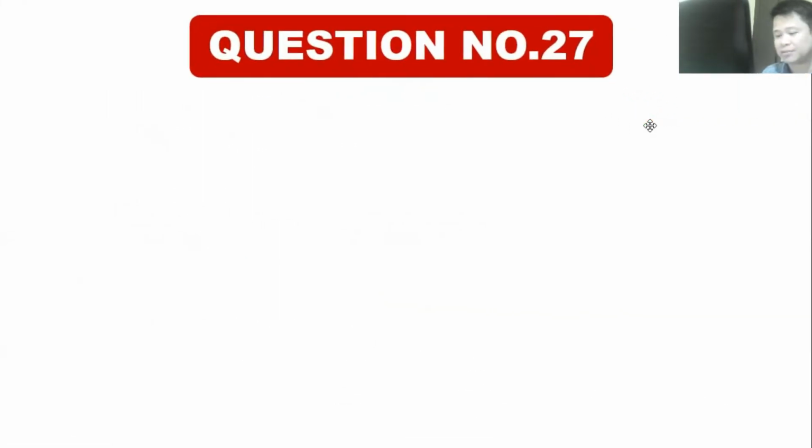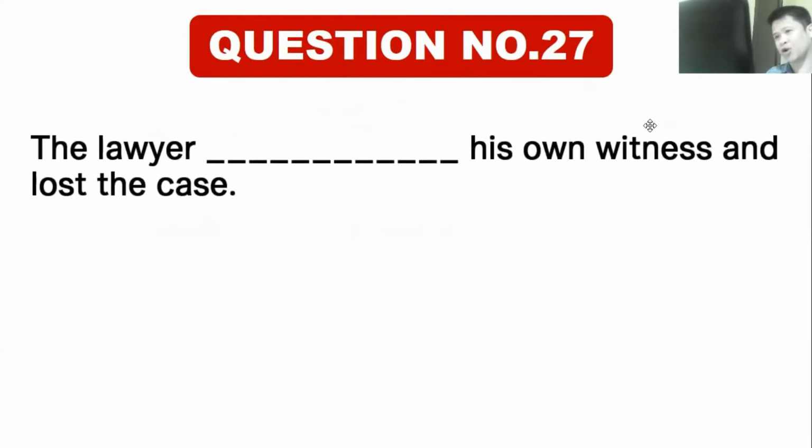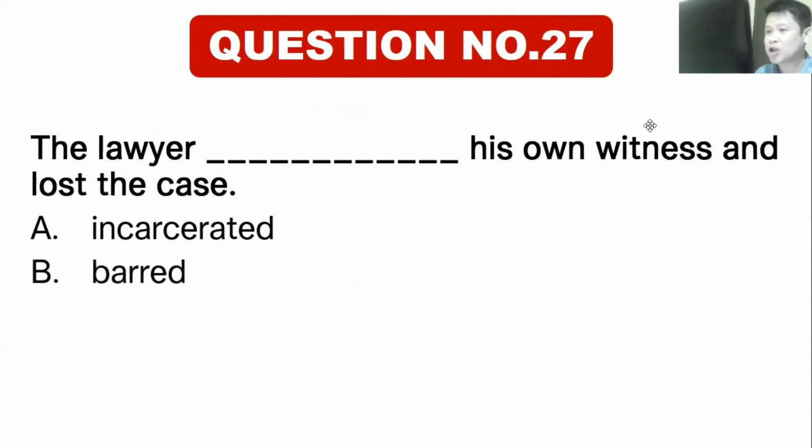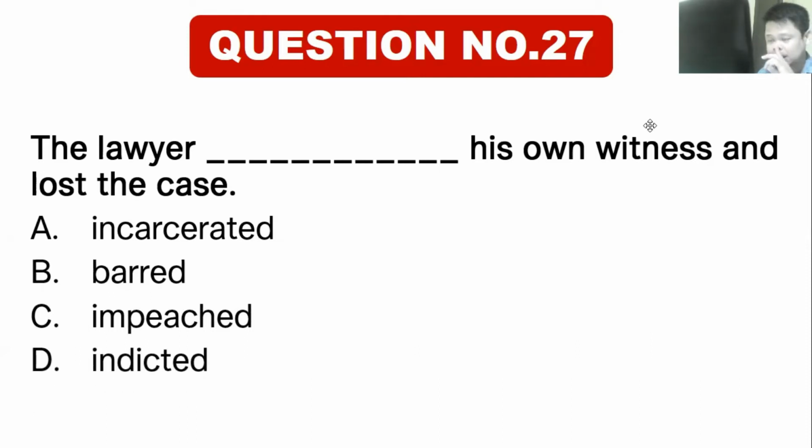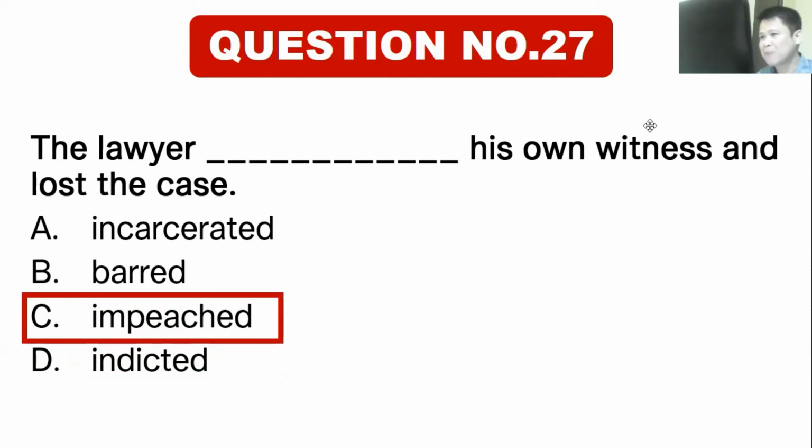Question number 27. The lawyer blanked his own witness and lost the case. A, the lawyer incarcerated his own witness and lost the case. B, the lawyer barred his own witness and lost the case. C, the lawyer impeached his own witness and lost the case. Letter D, the lawyer indicted his own witness and lost the case. The correct answer is letter C, the lawyer impeached his own witness and lost the case.